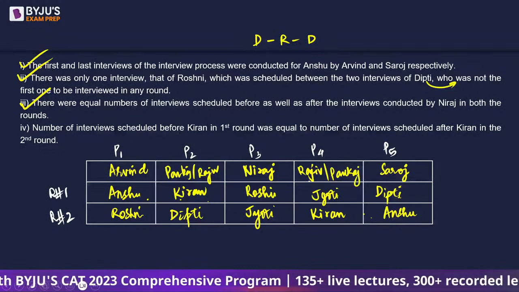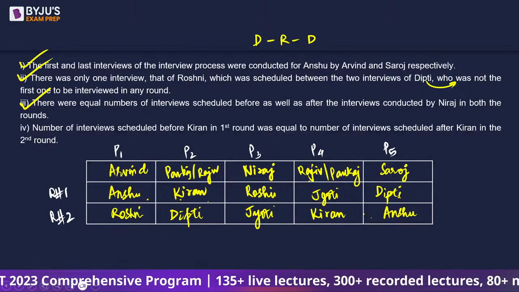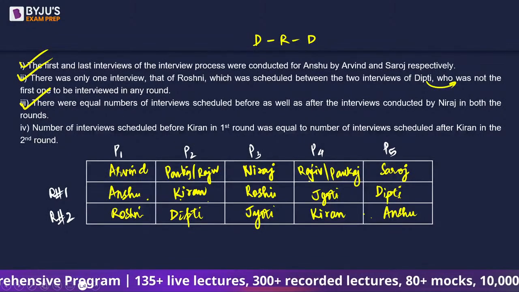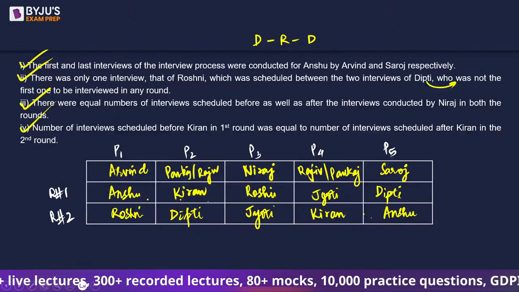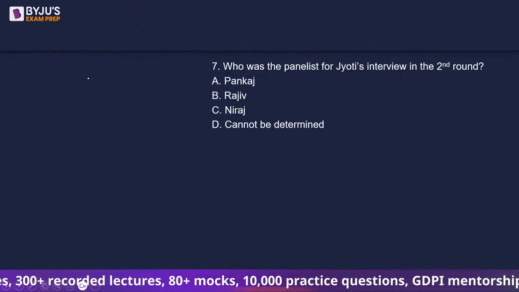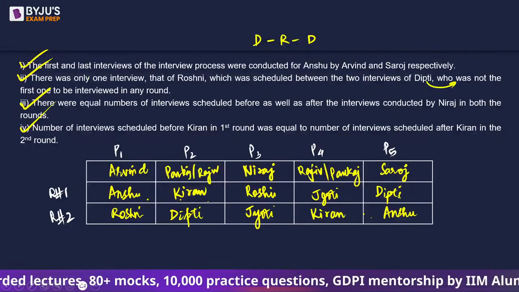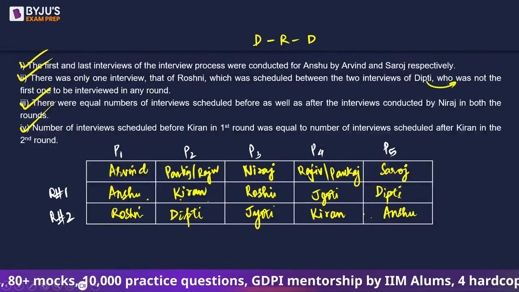Baki sari cheezein hame fix hai. We know that. So once a particular matrix, grid, table, whatever you would like to call it, that is done, you can move ahead with the questions. Who was the panelist for Jyoti's interview in the second round? Jyoti's interview in the second round was taken by Neeraj.